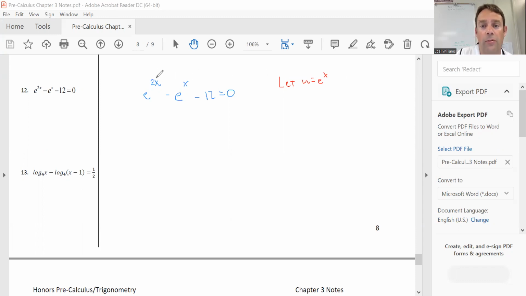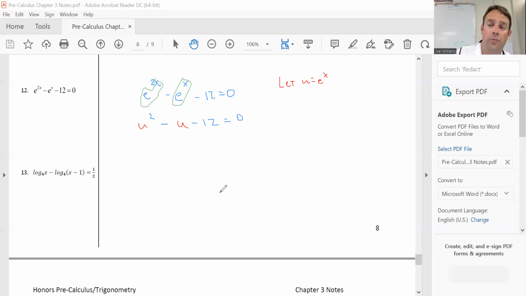So for instance, what if I let u be equal to e to the x? That means every place I see an e to the x, I could change that to u. So then I'd have a u in place of each of these things. So I could take it from something that is just not sitting pretty with me to something that maybe I can actually do just a little bit easier. Turns out it's just a quadratic. That ugly thing looked like just a quadratic.